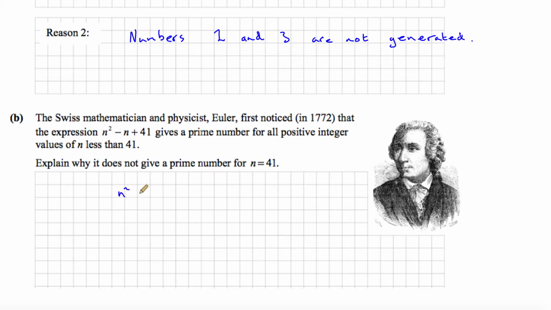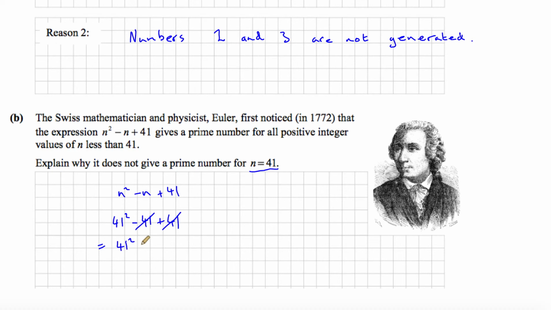So if the expression was n squared minus n plus 41, we're told that n is equal to 41. And replacing n with 41, we get 41 squared minus 41 plus 41. Now that is equal to 41 squared, because minus 41 and plus 41 here combine to give 0, so you're just left with 41 squared.